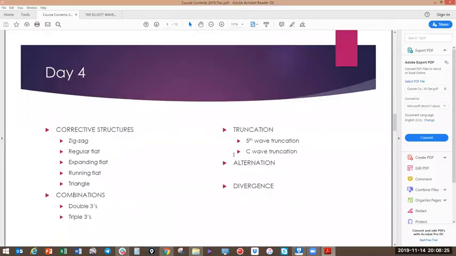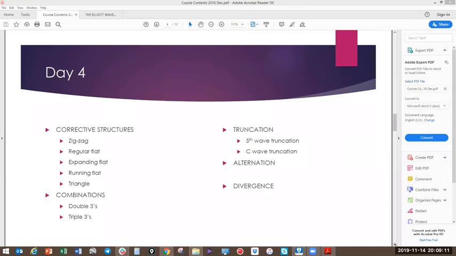Today's corrective structures. We're going to be looking at the 5 corrective structures. It's only 5, guys, only 5. If you understand them correctly and you're able to identify them correctly, you should be halfway there. We're going to look at them individually, and in combinations of doubles and triples. Truncation we already discussed. Then there's alternation, and there is divergence. We're going to discuss this today or tomorrow. Let's see how far we go today, but I'm sure we will be able to cover all of this today. So let's go with corrective structures.